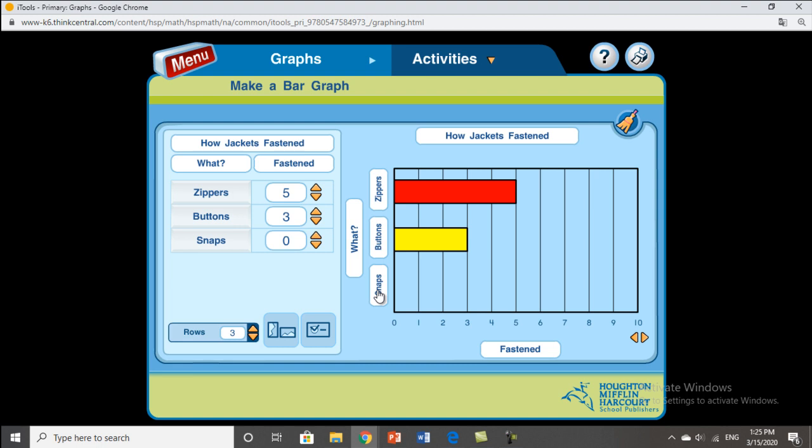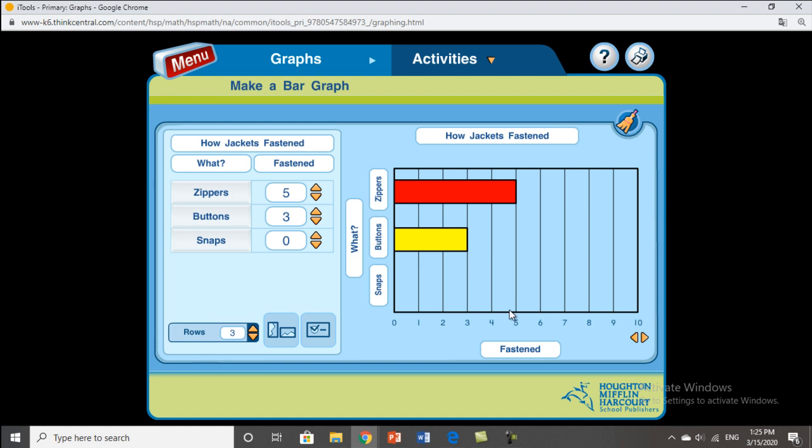Not only zippers and buttons. We can add snaps. And then he said that the snaps are 2 fewer than the jackets which are fastened with zippers. How many are fastened with zippers? 5. Excellent. So I write here zippers, 5. If I wanted 2 fewer than the 5, how can I make the snaps? In which number am I going to stop? Where is my bar graph going to stop?